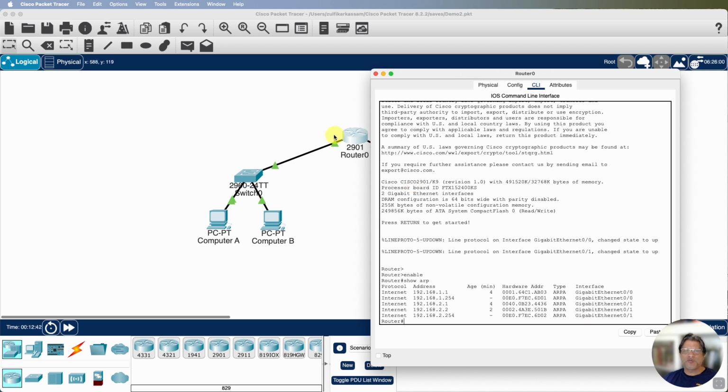The gigabit 0/0 is this one. The gigabit 0/1 is on the other side. So it has learned both the MAC addresses. It has also learned the MAC addresses of computer C and computer D, right? So this is a great place to look as well.